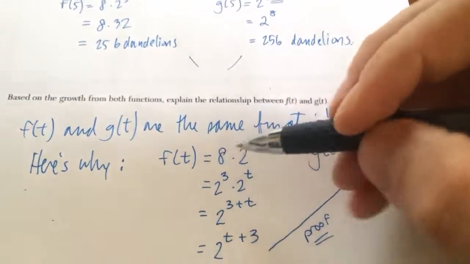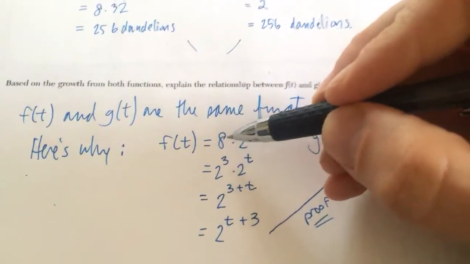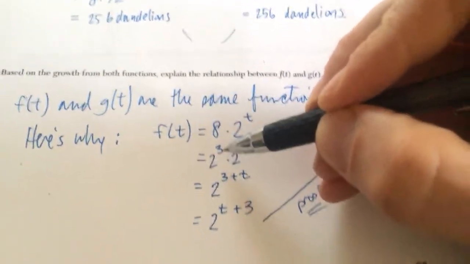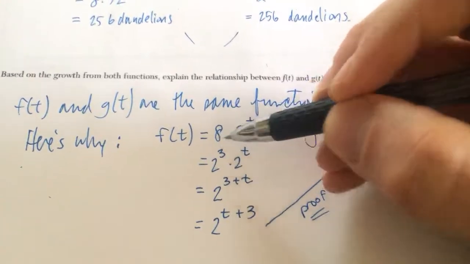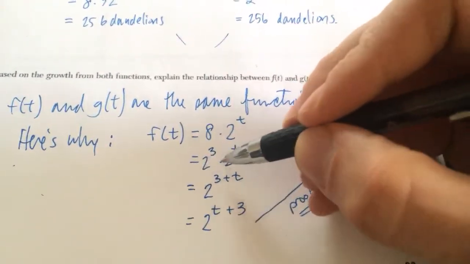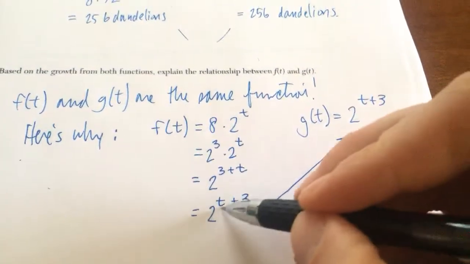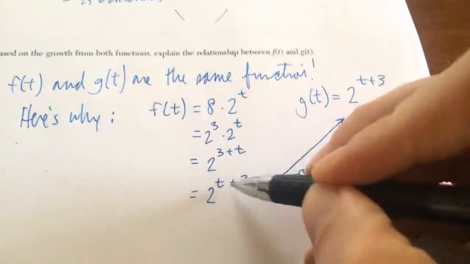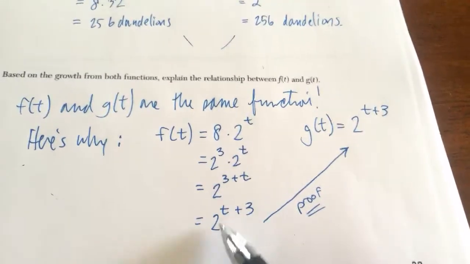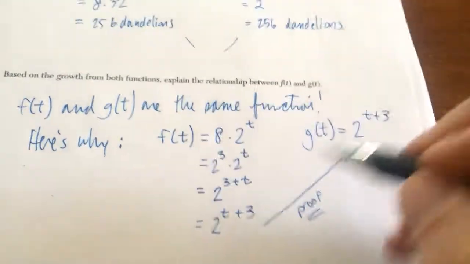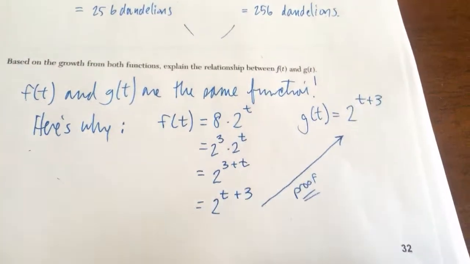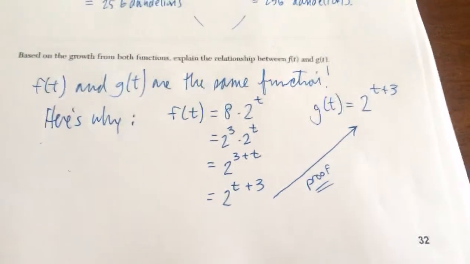I take my f of t function and I rewrite 8 as 2 to the third power. 2 to the third power is 8. Well, when you're multiplying like bases, you add the exponents, so I get 2 to the 3 plus t. And because of the commutative property of addition, I can turn that around and say 2 to the t plus 3, which is the same thing as g of t. Here is an official proof of why they are the same.